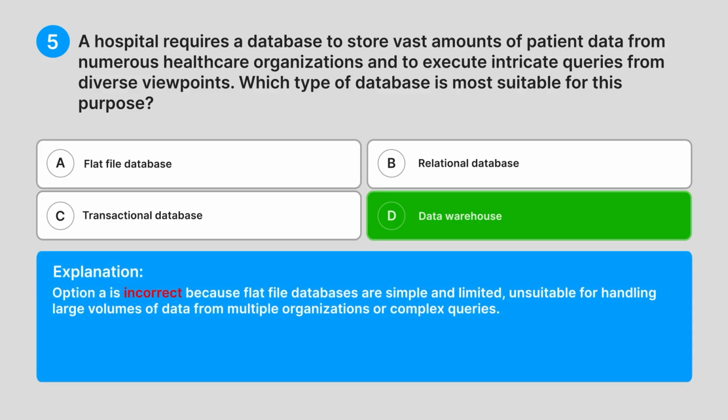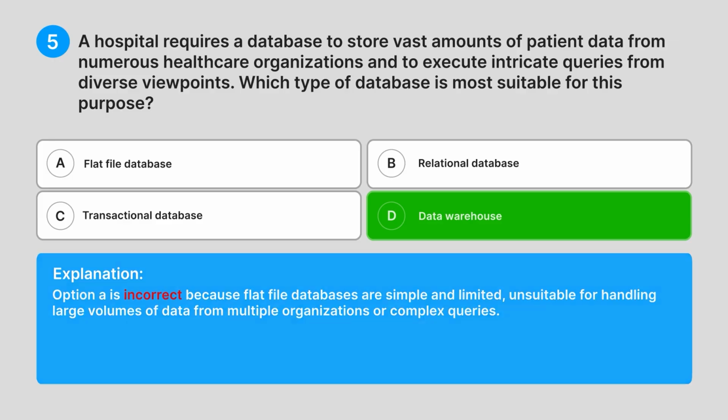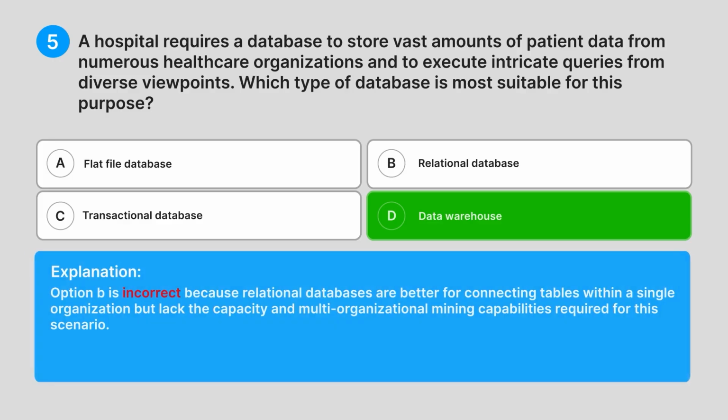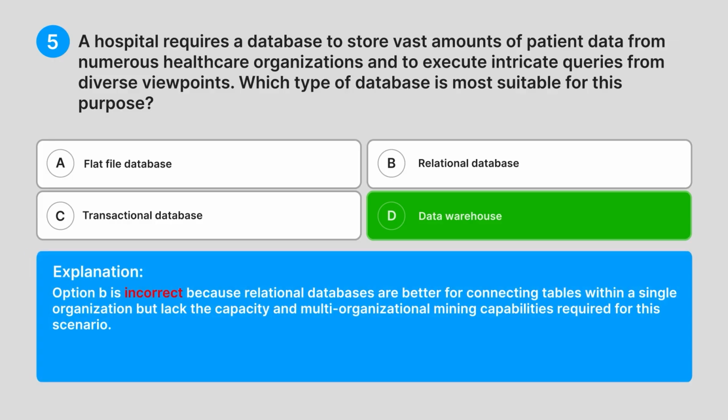Option A is incorrect because flat file databases are simple and limited, unsuitable for handling large volumes of data from multiple organizations or complex queries. Option B is incorrect because relational databases are better for connecting tables within a single organization, but lack the capacity and multi-organizational mining capabilities required for this scenario.